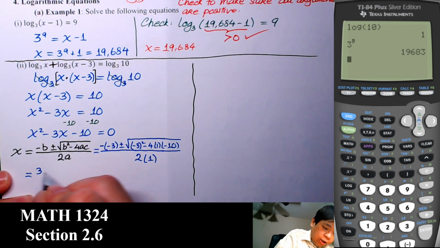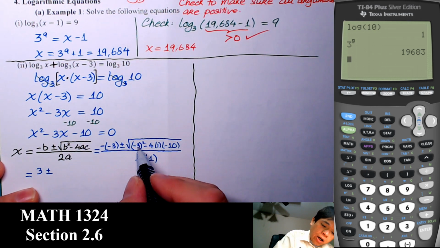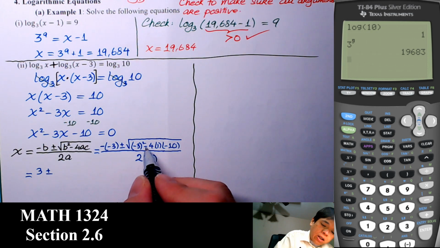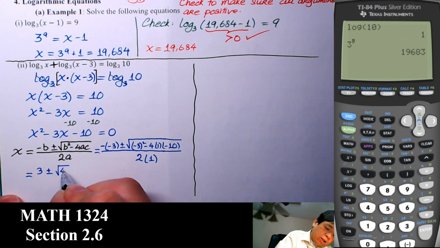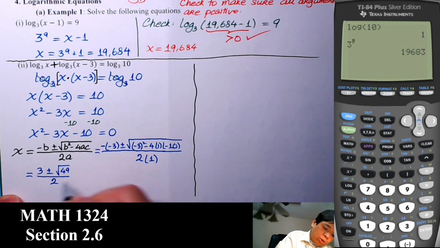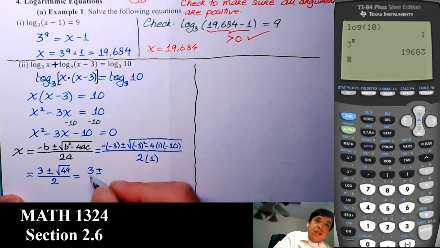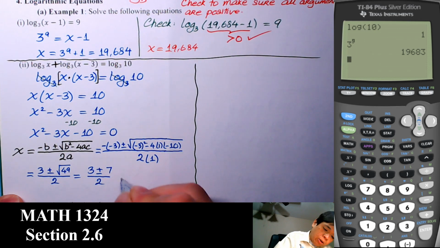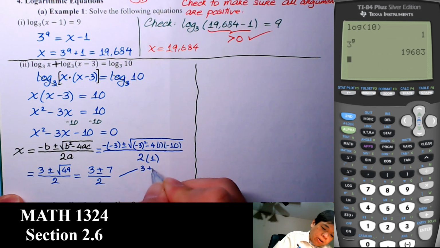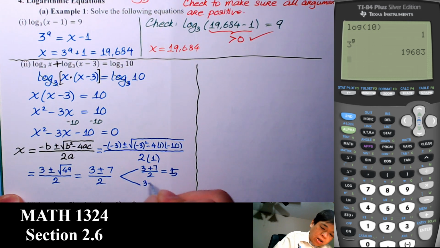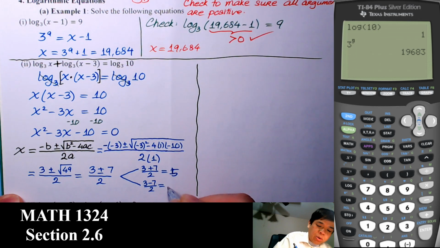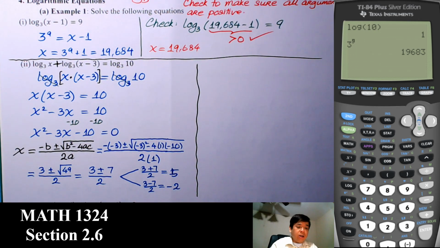So we have 3 plus or minus, 3 squared is 9, minus, so that plus 40, square root of 49, over 2. So 3 plus or minus 7 over 2. 3 plus 7 over 2 is equal to 10 over 2, which is 5, and 3 minus 7 over 2 is negative 4 over 2, which is negative 2. So I have 5 and negative 2.